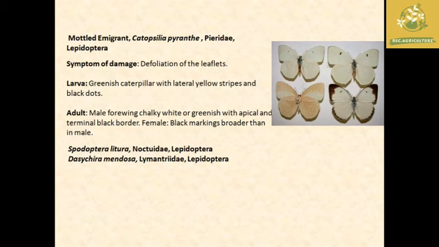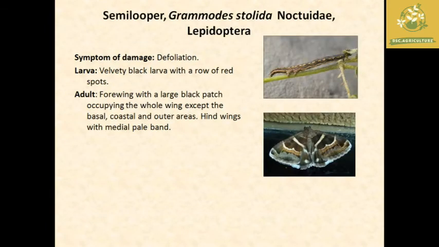If you want to see that, you can see the earlier lectures where I have explained it in detail, but it is a minor pest in green gram. And the next is semilooper, where the scientific name is Gramodus stolidon, the family is Noctuidae and the order is Lepidoptera. The symptom of damage is defoliation, and the larva is a velvety black larva with a row of red spots.